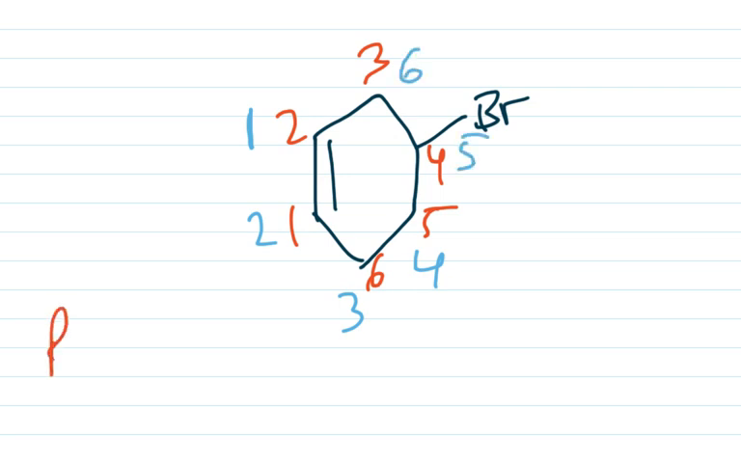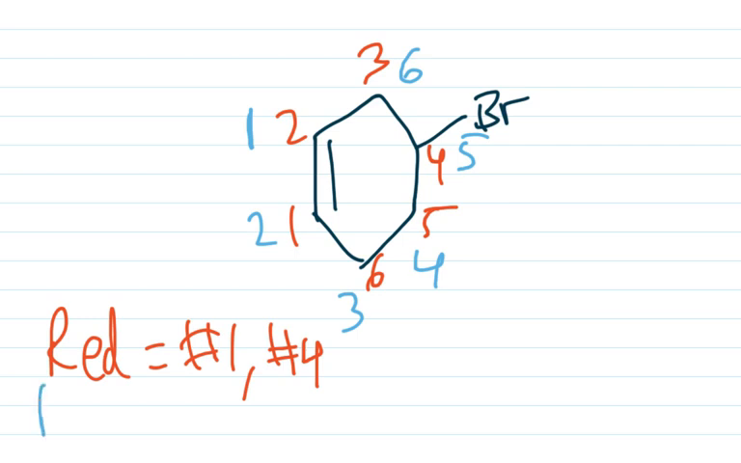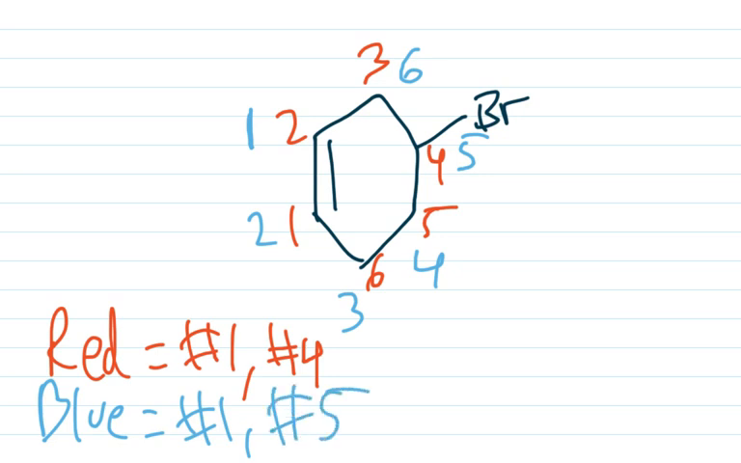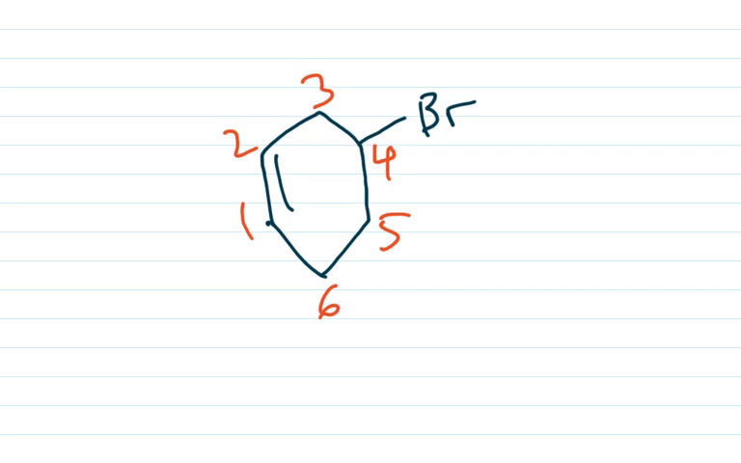Who wins? So for the red numbering, the double bond is on carbon number 1, but the substituent bromine is on the carbon number 4, right? But for the blue numbering, the double bond is on carbon number 1, so that's a tie. Now we look at the substituent, and for the blue numbering, the bromine substituent is on carbon number 5. So that means the red carbon numbering pattern wins. So now that we know that, let's just name the molecule.